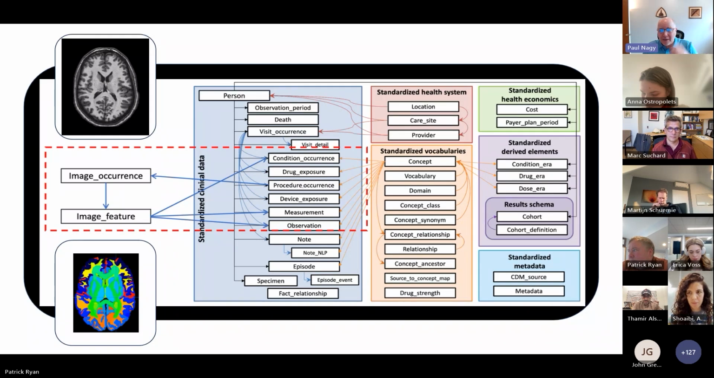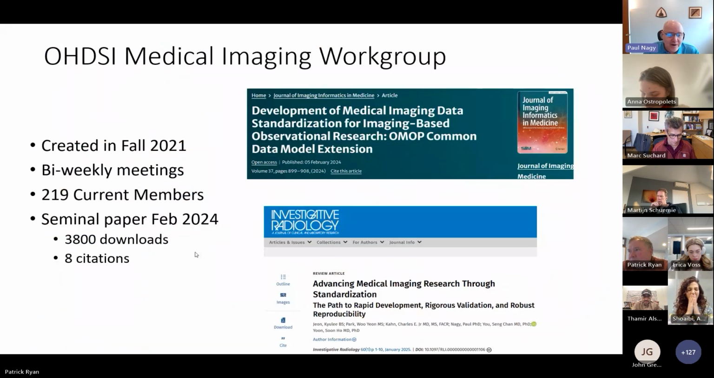We actually published that paper in February of 2024. Next slide. And that paper has already been accessed over 3,800 times, has already been cited 8 times. It's actually been implemented by 3 vendors already, including Microsoft on their Azure platform. So we're really excited to see the uptake of imaging research and how we can really bring reproducibility to the field of imaging.